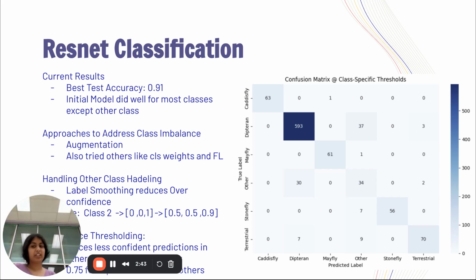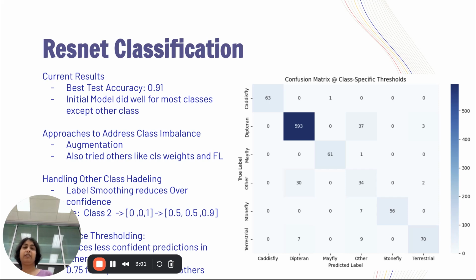Let's talk about the second stage of our pipeline, that is classification. We finalized on using the ResNet model for classification, which makes use of convolutional neural networks and skip connections, or residuals. Let's talk about the results.